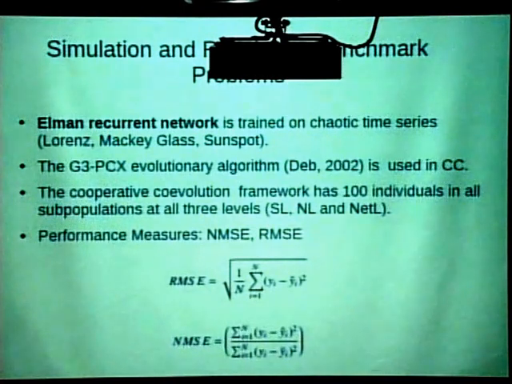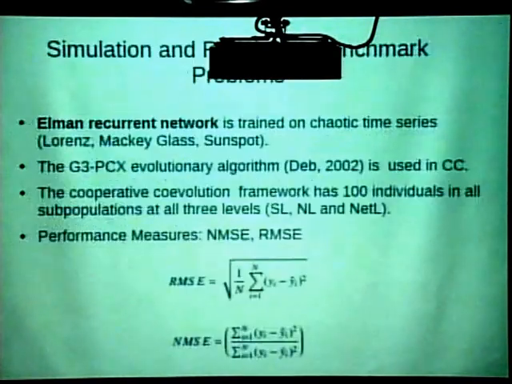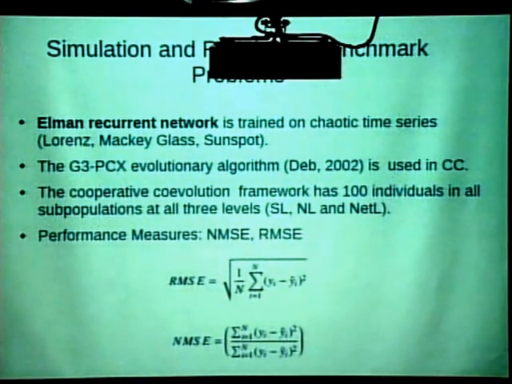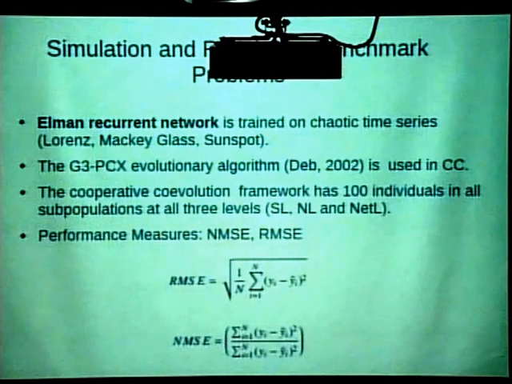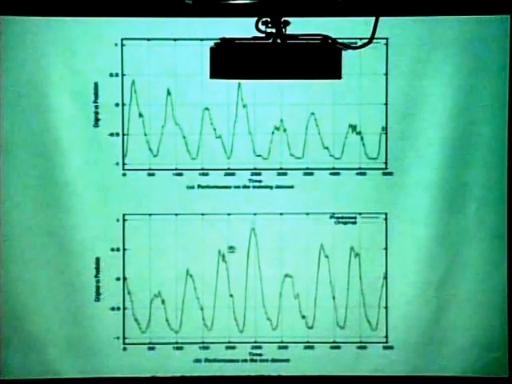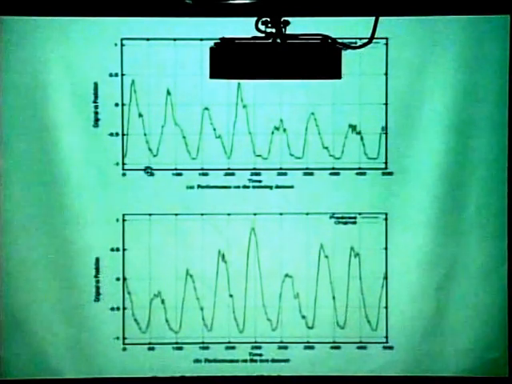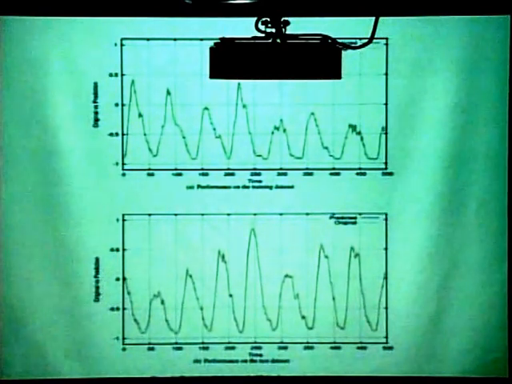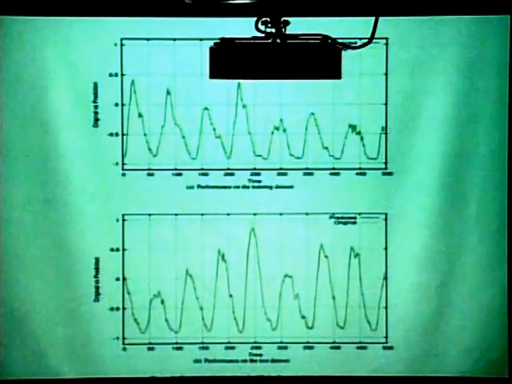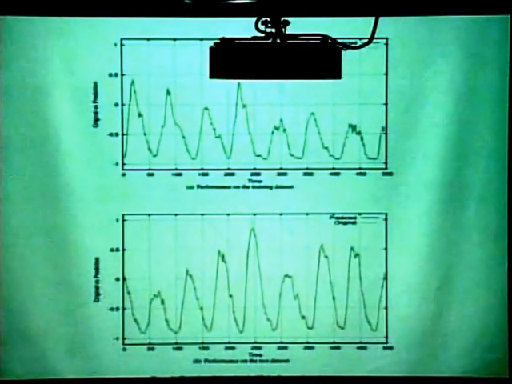So the problems we applied this to were chaotic time series problems, and the three major benchmark chaotic time series were Lorenz, Mackey-Glass, and Sunspot. The way to evaluate these problems is using the root mean squared error, RMSE, or the normalized mean squared error. This is an example of the Sunspot time series, where it's not very clear here, but the red is the predicted, and the original is the green.